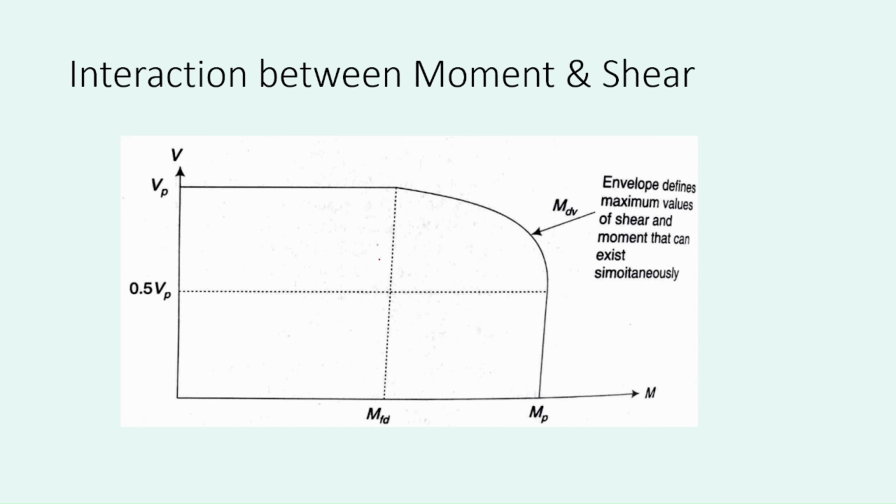So this is also shown with the help of an interaction diagram between moment and shear. Here you can see the graph between V and M, that is shear force and moment. As you can see, beyond 0.5 times Vp, at around 0.6, my design moment is getting reduced. So this is the envelope that defines the maximum shear and moment that can exist simultaneously.